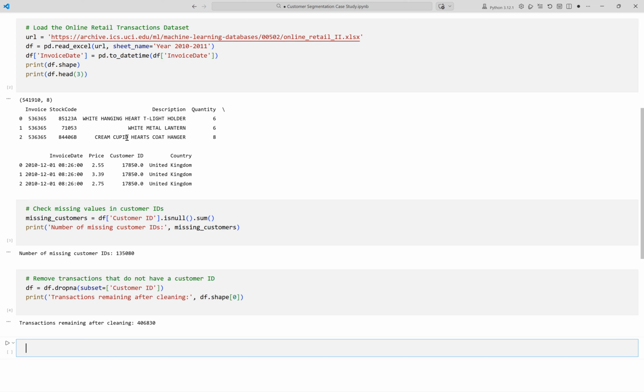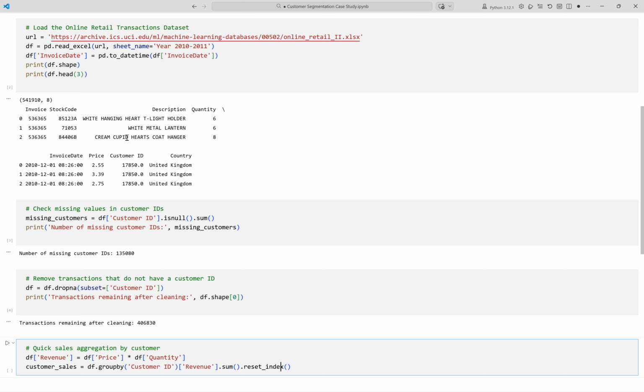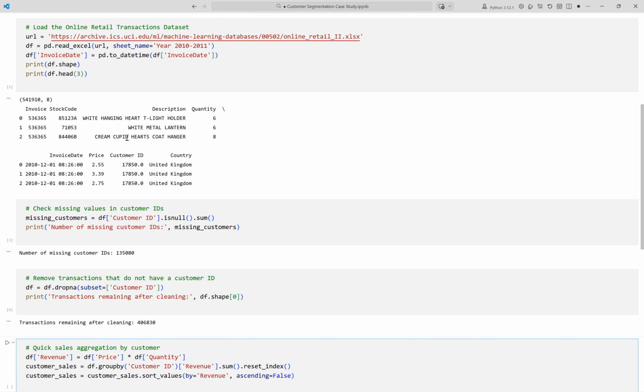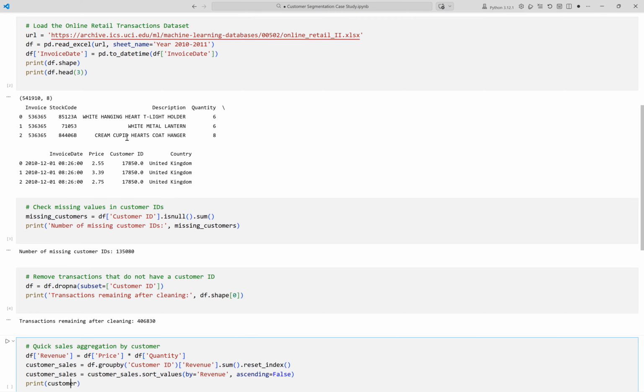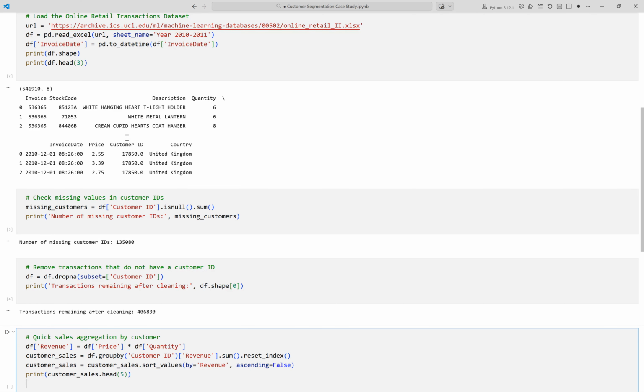Business teams care most about total customer spending, not just individual orders. We calculate a new revenue column, price times quantity per transaction. We sum up each customer's total revenue across all of their purchases. We sort customers in descending order to find the most valuable ones first. We print the top 5 high-value customers by total spending.